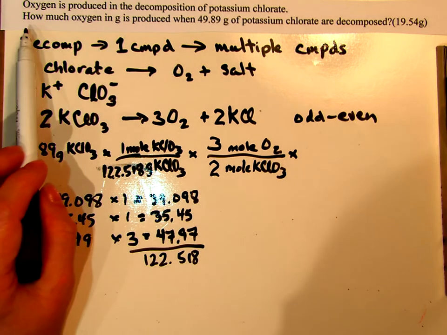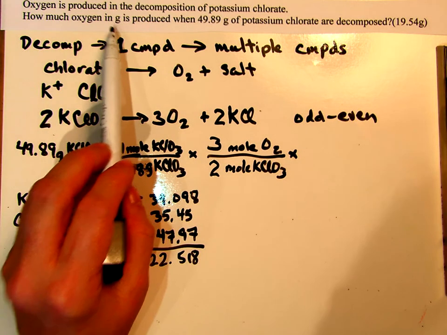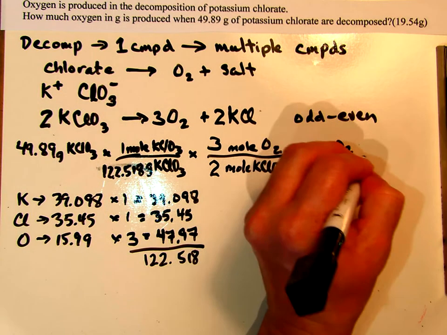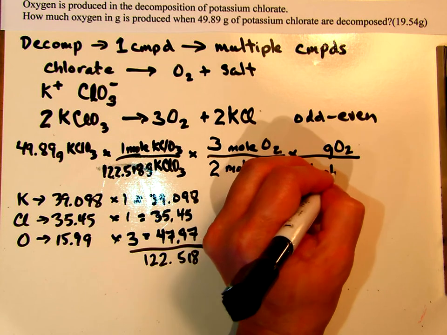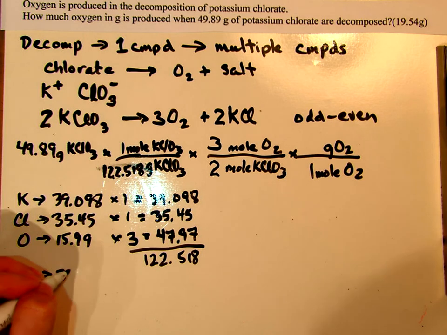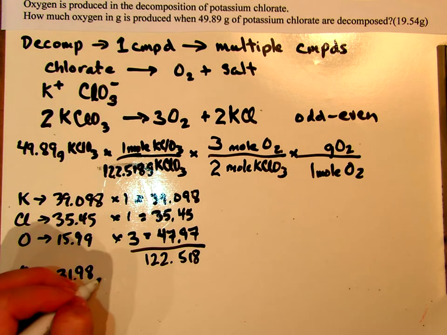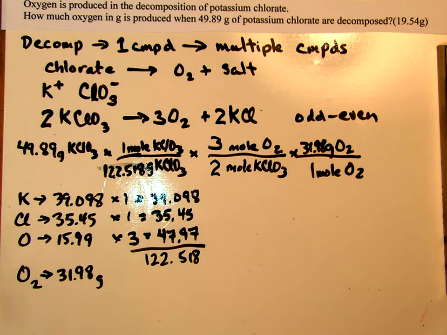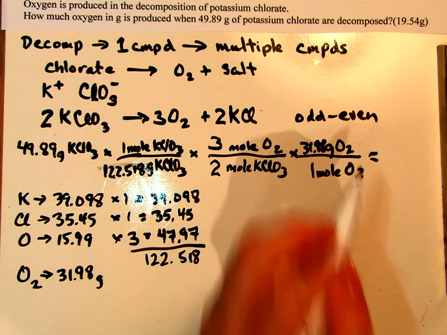And they're asking you how much oxygen in grams is produced, which means we're going to need grams of O2 on top, moles of O2 on the bottom. And we already know that oxygen is 15.99, so O2 is just going to be double that, which is going to be 31.98 grams. So there's 31.98 grams of oxygen per mole of oxygen. All right.